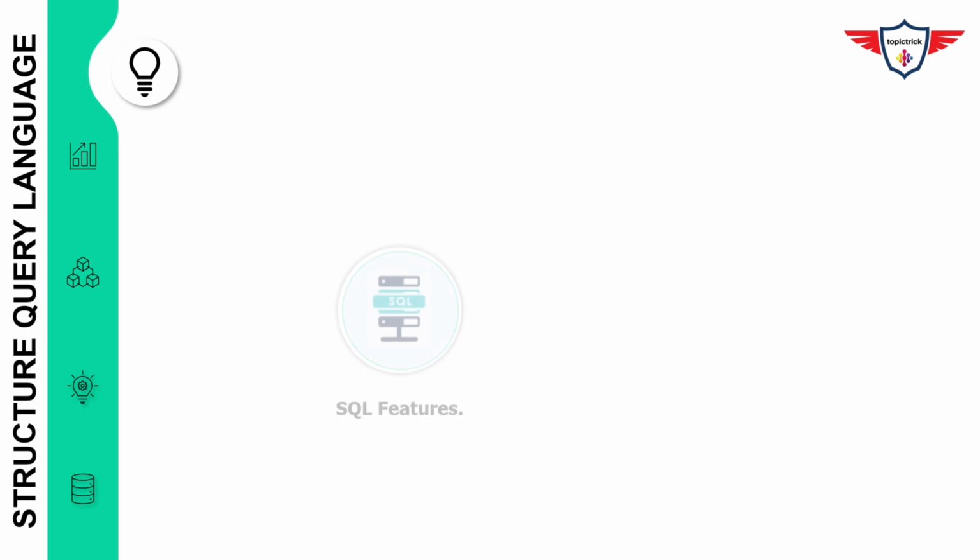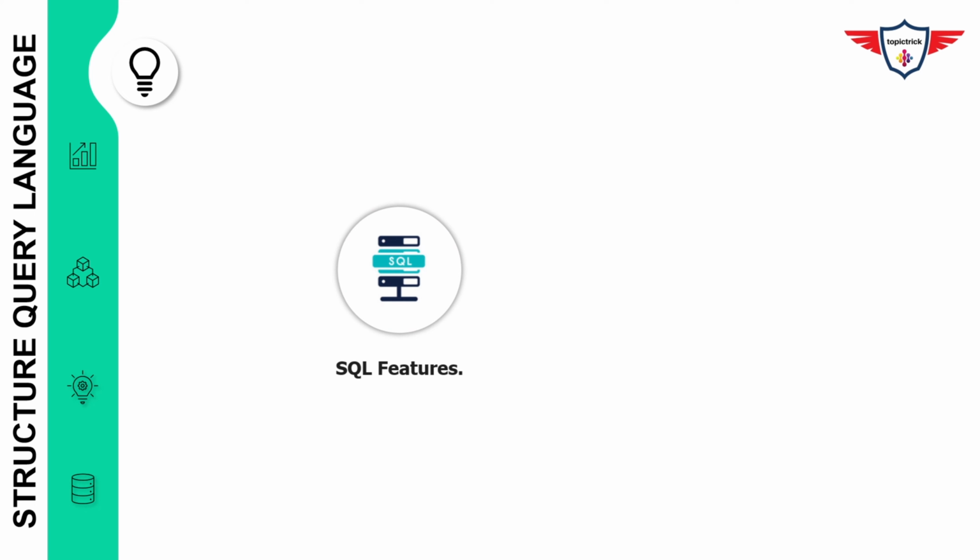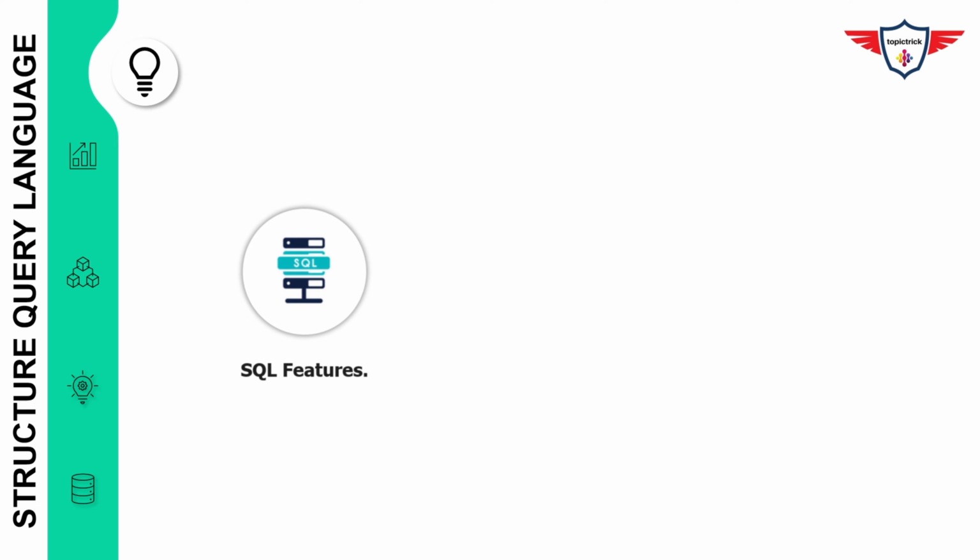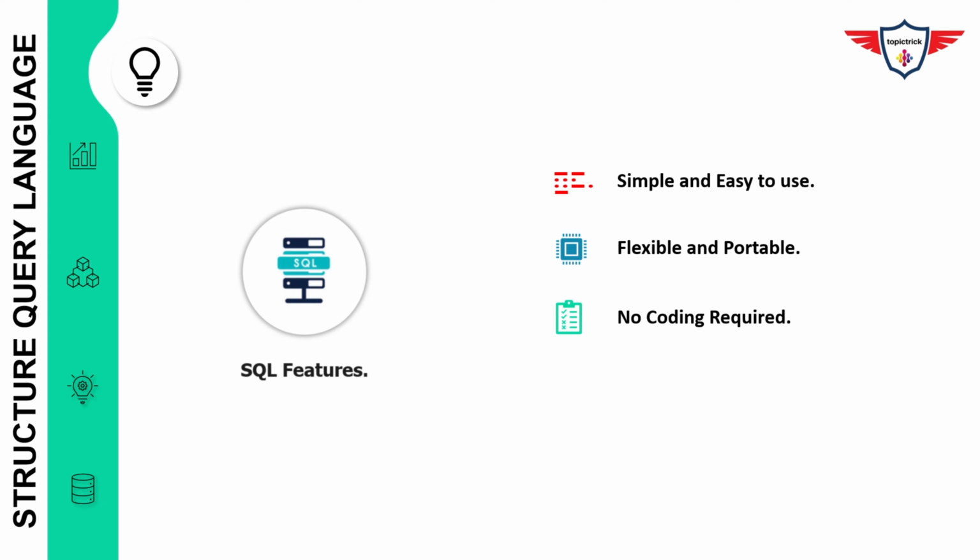Now let's look at what the different features of SQL are. SQL is simple and easy to use because you have a predefined set of SQL statements that can be used to access or store data in the database. SQL is flexible and portable. You can write a single function in multiple different ways. For example, you can combine data from multiple tables either by joining or by nested queries.